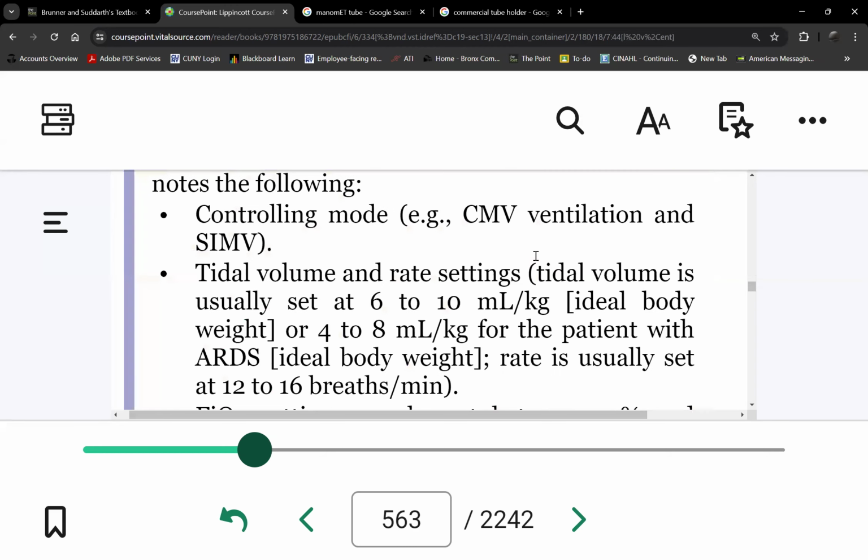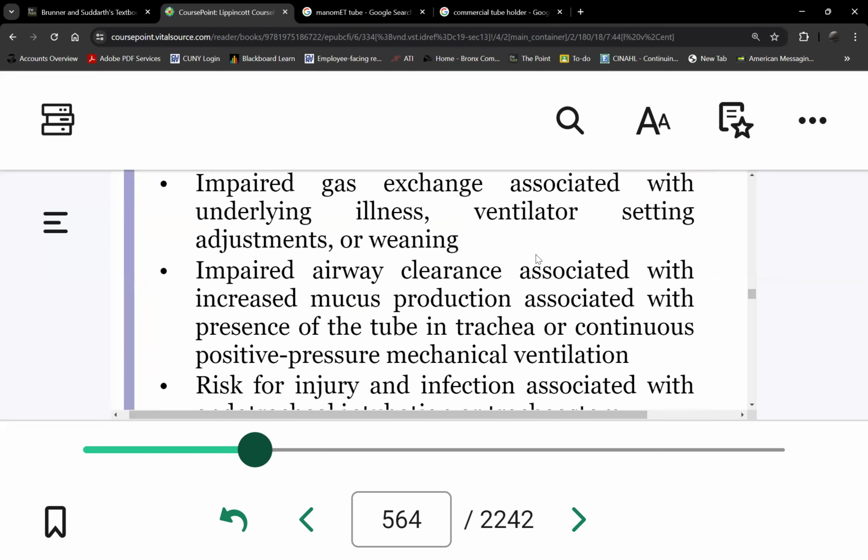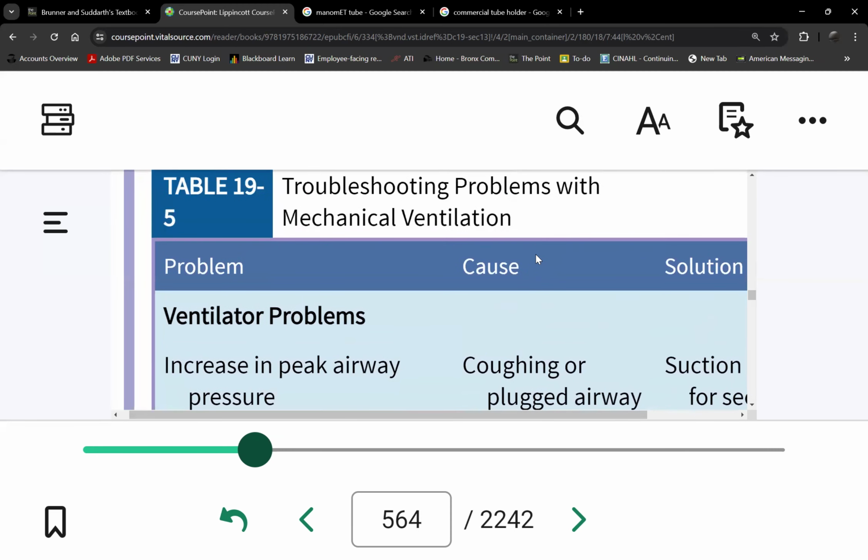Let's go to complications now, and that'll be it. Table 19-5.